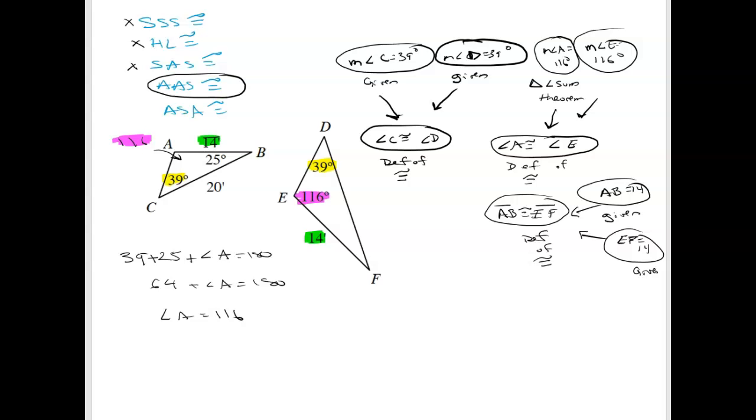So all three of these things get to tell me this. I get to now say that triangle ABC is going to be congruent to triangle. A went with E, right? B is going to go with F. And then the last one is D. Why do I get to say that? Angle, angle, side congruence.